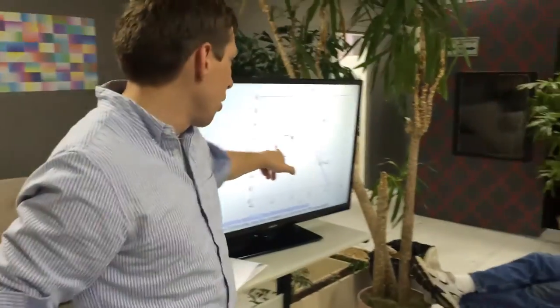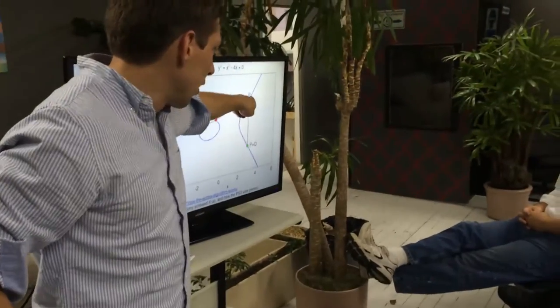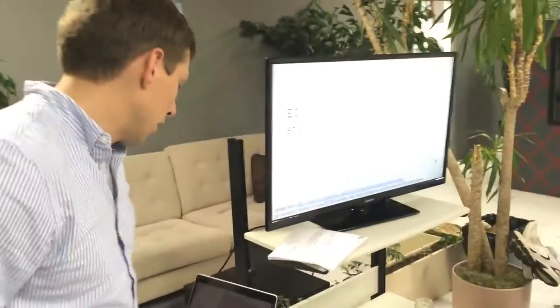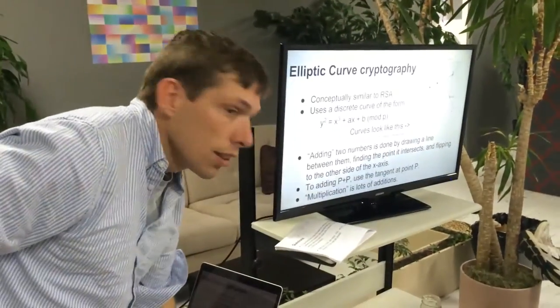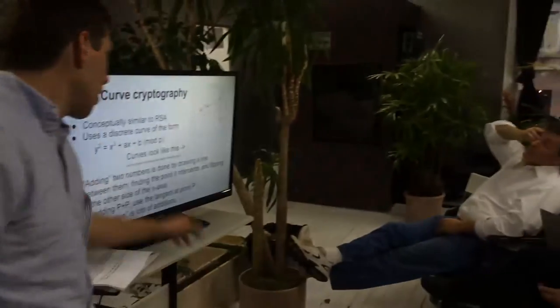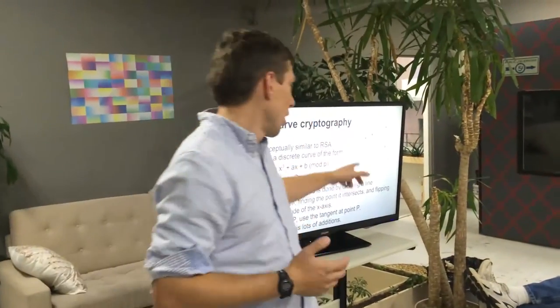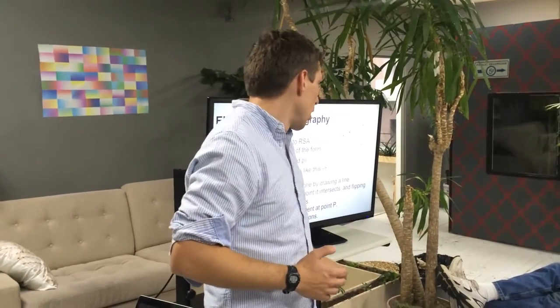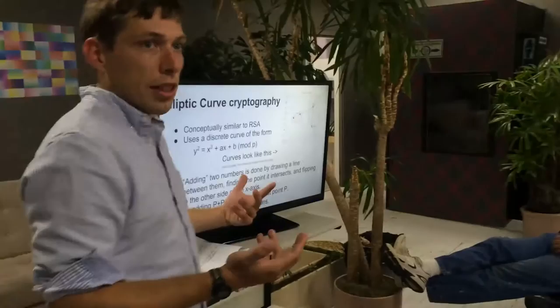So the addition procedure is: draw a line, find the intersection, move down across the x-axis. How are those points chosen? If you want to add P and Q, you initialize those. It's your choice. I'm just giving an example of two arbitrary points that you want to add.